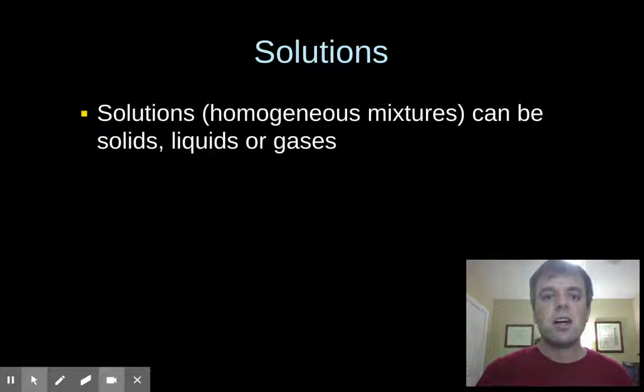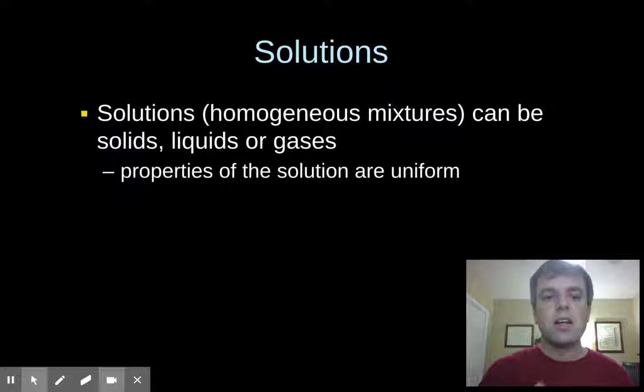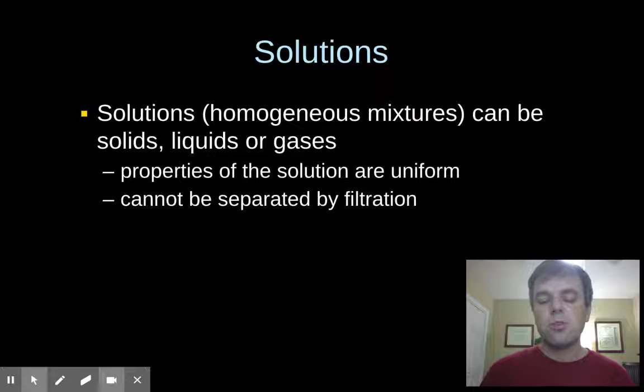Solutions. Solutions are homogeneous mixtures. That means they have the same composition throughout. They can be made using solids, liquids, or gases, or some combination of the three. The solutions are uniform all the way throughout, and you cannot separate them by filtration.